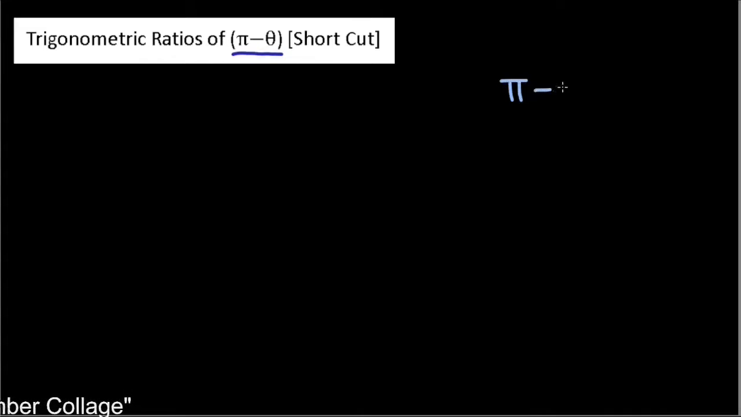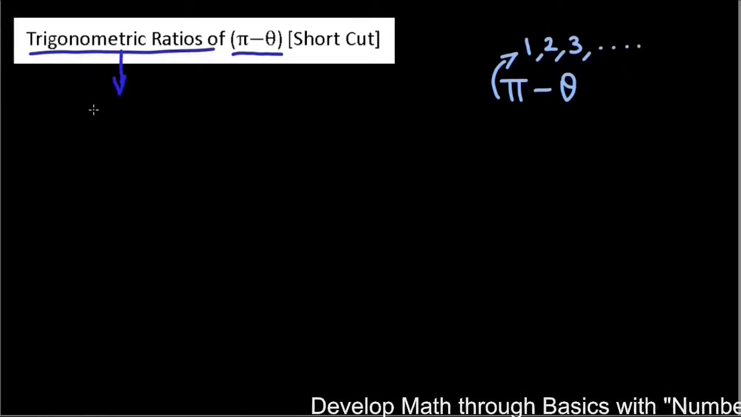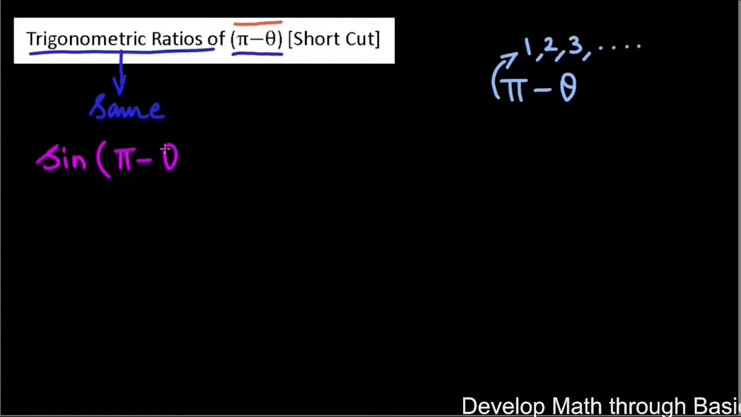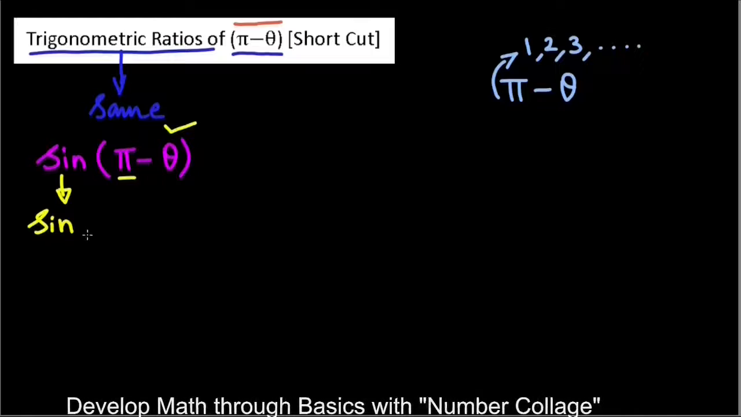The procedure is the same because in the angle pi minus theta, the coefficient of pi is any of the positive integers 1, 2, 3, etc. The trigonometric ratio does not change, it remains the same. All we have to check is in which quadrant this angle pi minus theta lies, and accordingly we have to give the signs to the resulting trigonometric ratio. So let us start from sine of pi minus theta. Because of this pi, this sine will remain sine of this theta.